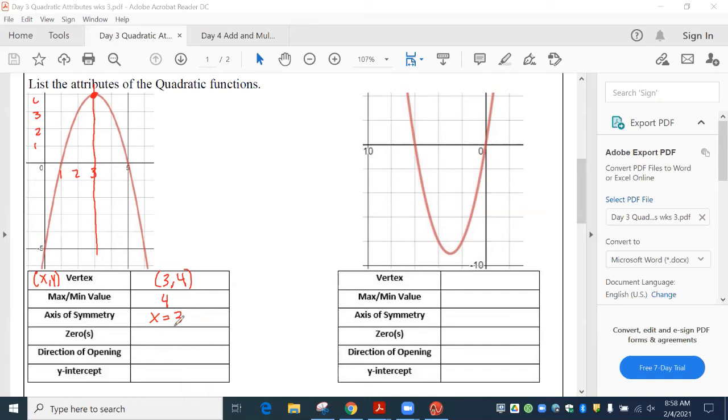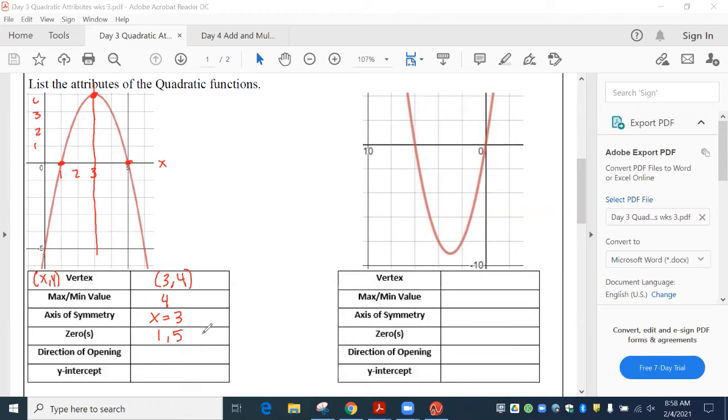Zeros are just where does it touch the x-axis? So remember, zeros are the same thing as x-intercepts. Now, whenever they give you a u-graph, which we call a parabola, they almost always refer to the x-intercept as zeros. When you get a line, then they usually refer to it as x-intercept. So this crosses the x-axis. So here's our x-axis right here. This crosses twice. It crosses once right here and once right here. So we got 5 and 1. So your answers are 5 and 1 or 1 and 5. It doesn't matter which one you put first.